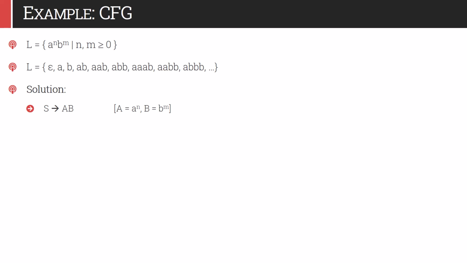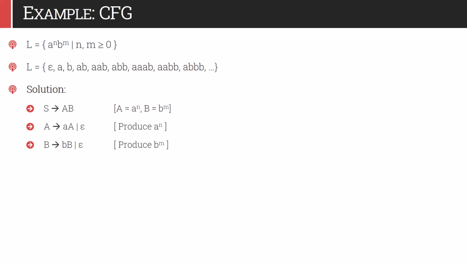So now we are taking capital S gives capital A B. Using capital A, we will generate the first half, that is A power n. Using capital B, we will generate the second half of the string, that is B power m. We already know how to generate A power n, so we have to generate that using the capital A symbol. So we will write capital A gives small a capital A or epsilon. This second production will produce A power n. Similarly, for B, I will write B gives small b capital B or epsilon. This will produce B power m.